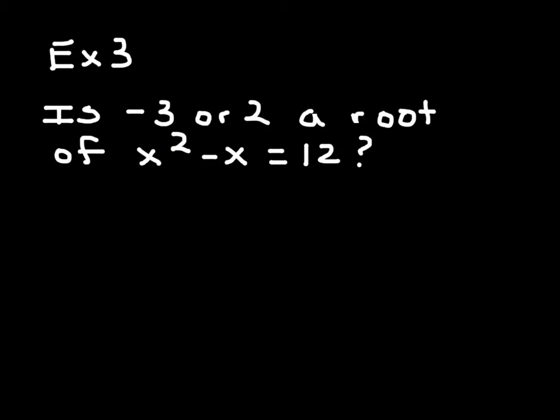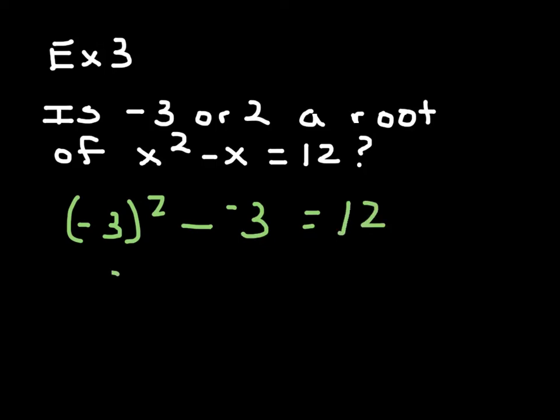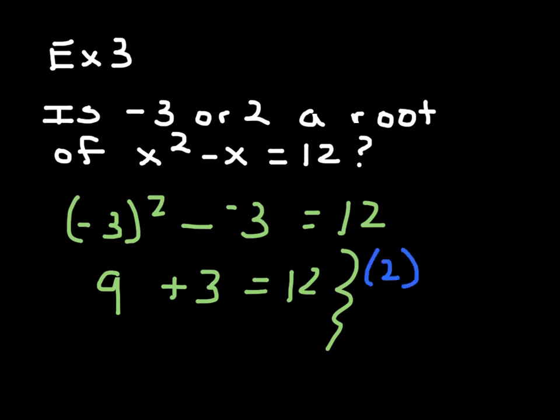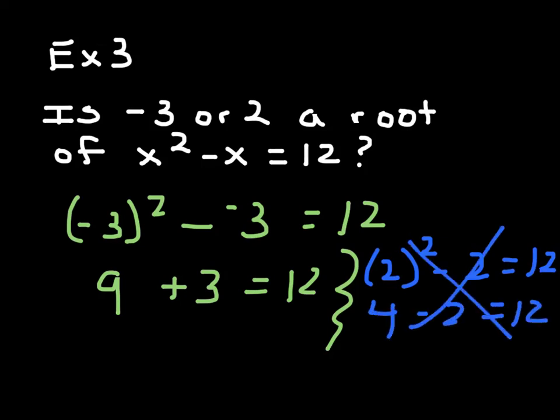Example 3. It says, is a negative 3 or 2 a root of x squared minus x equals 12? Well, let's try a negative 3. I'm going to square that, subtract a negative 3, and ask ourselves if that's equal to 12. I have 9, minus minus is plus, so 9 plus 3. We can see that that works, doesn't it? Alright, let's see if 2 makes it work. Take 2 and square it, subtract 2, see if that's equal to 12. 4 minus 2, is that equal to 12? The answer is no. So the only one is a negative 3 in this situation.